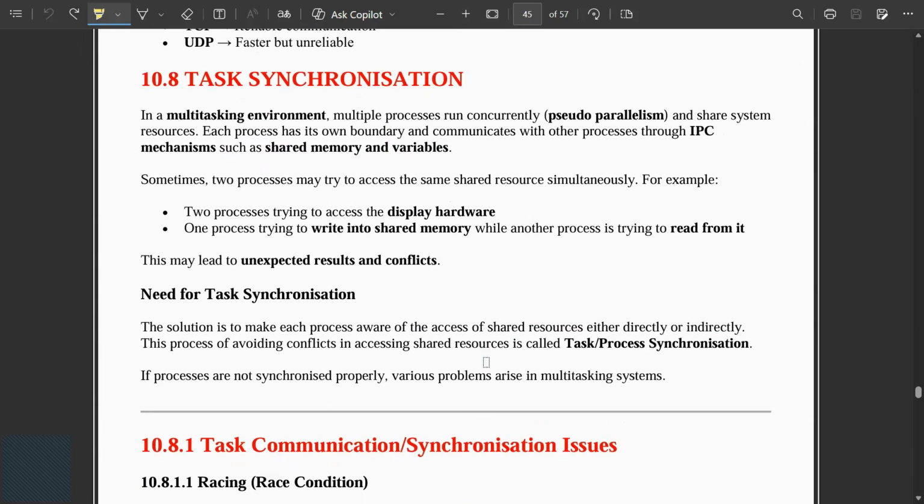Task synchronization. Here we need task synchronization. The solution is to make each process aware of the access of shared resources, either directly or indirectly. This process of avoiding conflicts in accessing the shared resources is called task or process synchronization.